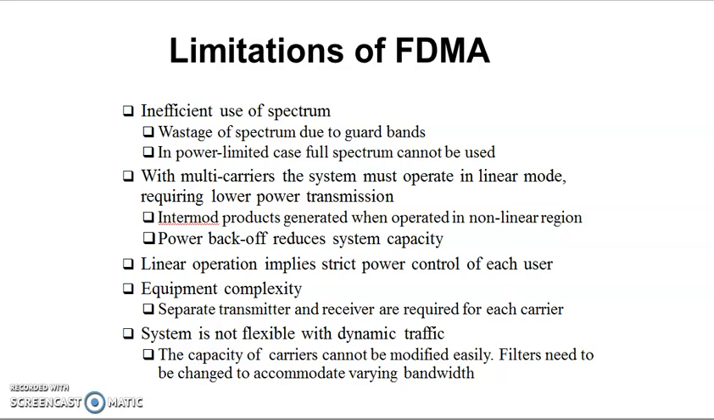The system is not flexible with dynamic traffic, because the capacity of carriers cannot be modified easily, and we need a filter for the given particular bandwidth, because the channel changes, so the bandwidth changes. So that's why your system has to be accommodated with varying bandwidth. So that's why the system is not flexible in FDMA.